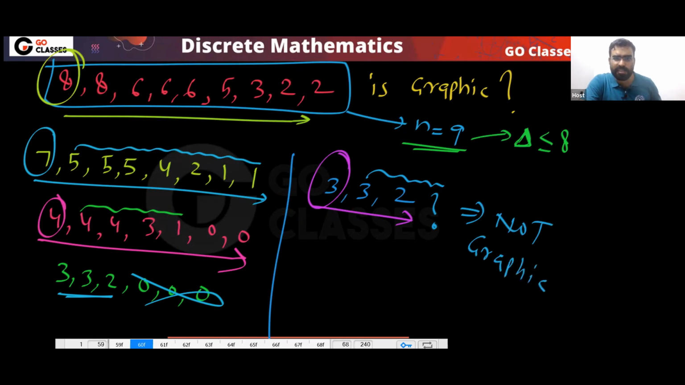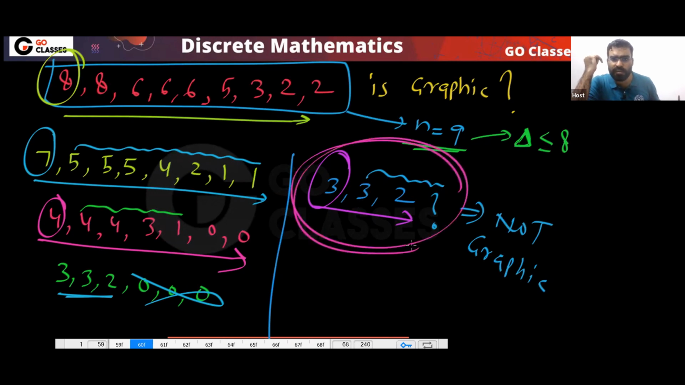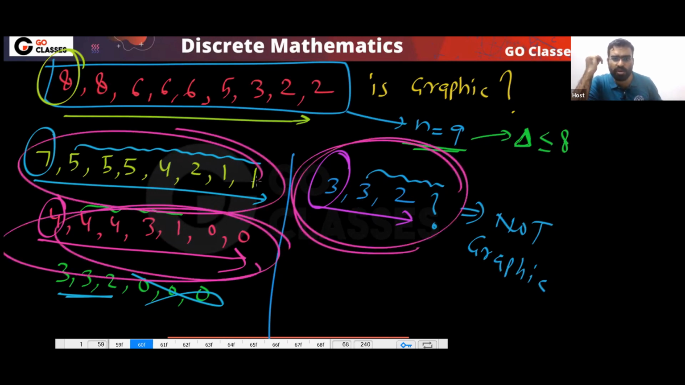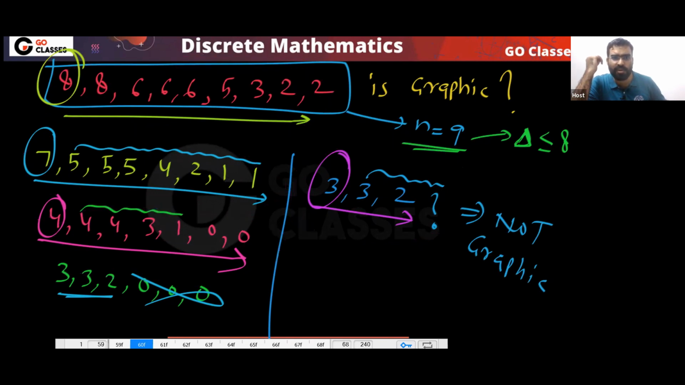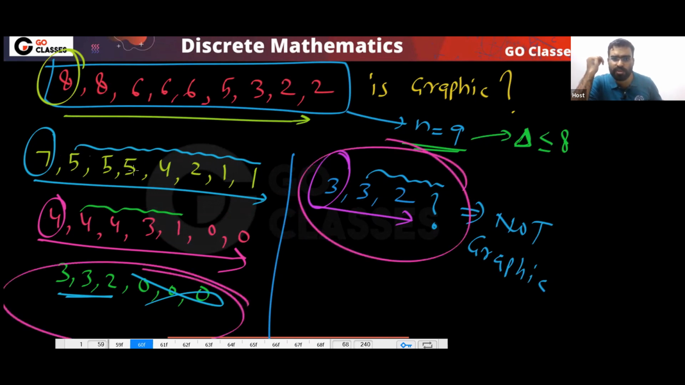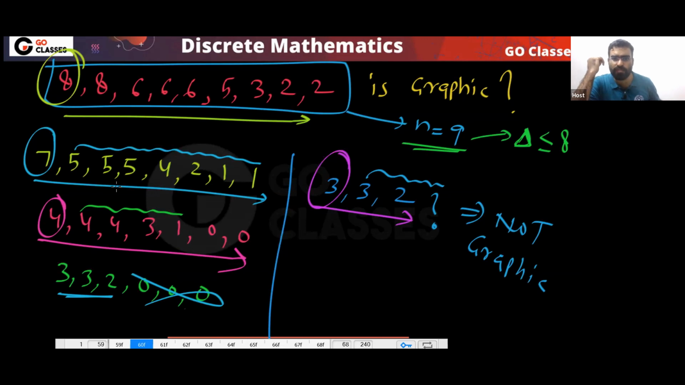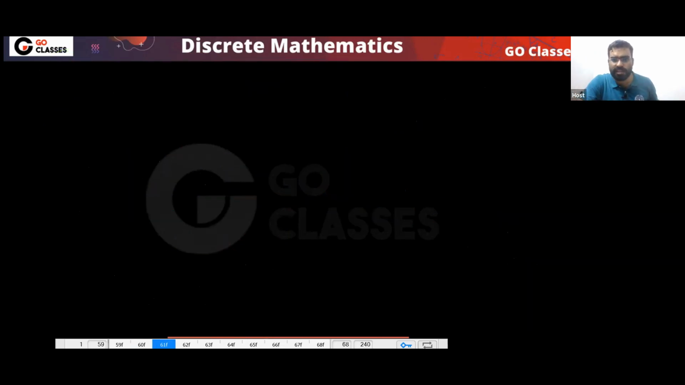Remember, this is a recursive algorithm. If this is not graphic, then this is not graphic, then this is not graphic. None of them is graphic. Is this clear? Not graphic means a simple graph for this does not exist, and so for the earlier ones also a simple graph does not exist, because this is an if and only if theorem. So this is the idea.